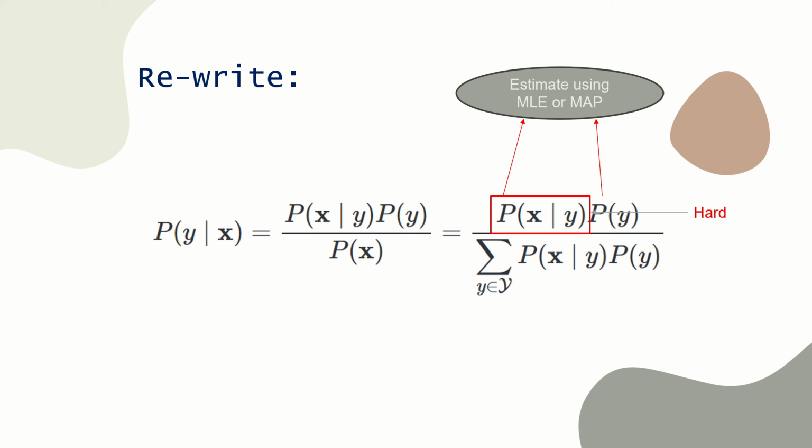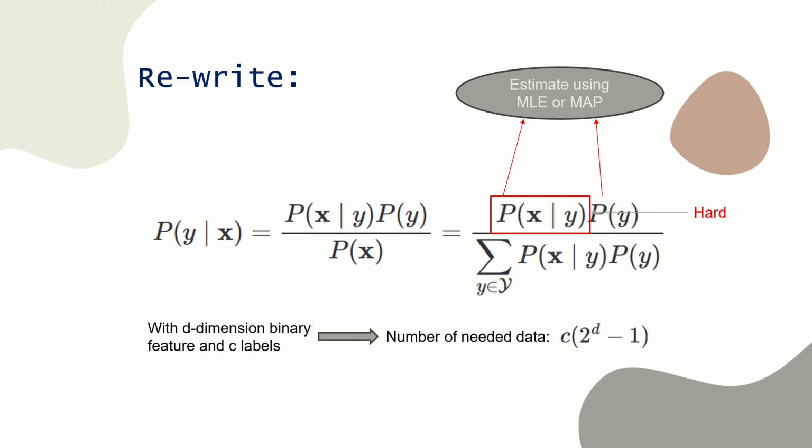Let's make an example. Suppose that we have a dataset of d-dimension binary features, which means just 0 and 1, and we have C labels. So the total number of data that we need to train our classifier is approximately C times 2 to the d, this term. As you can see, it's increasing exponentially with the number of dimensions, which means really fast, and the number of data that we need might be really large in practice.